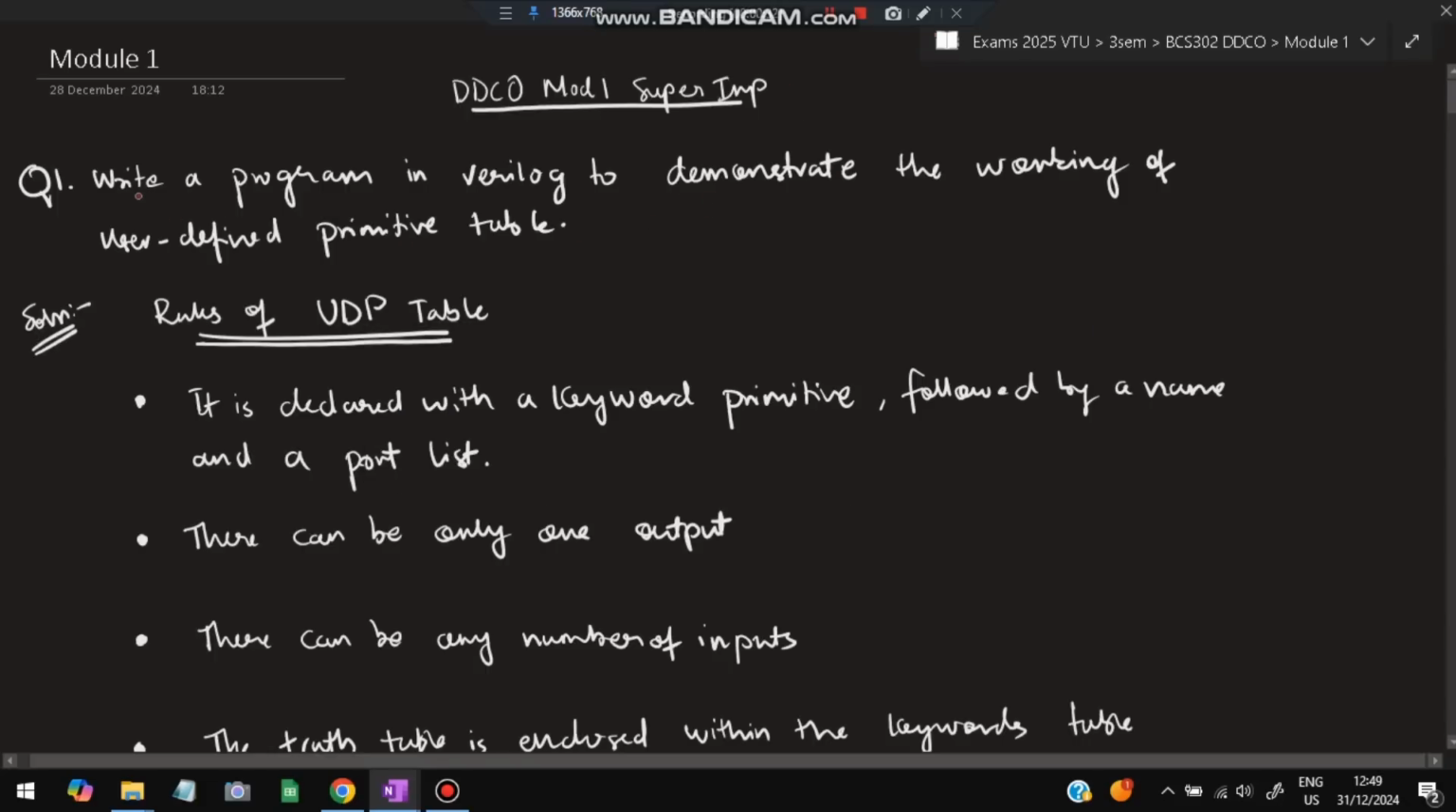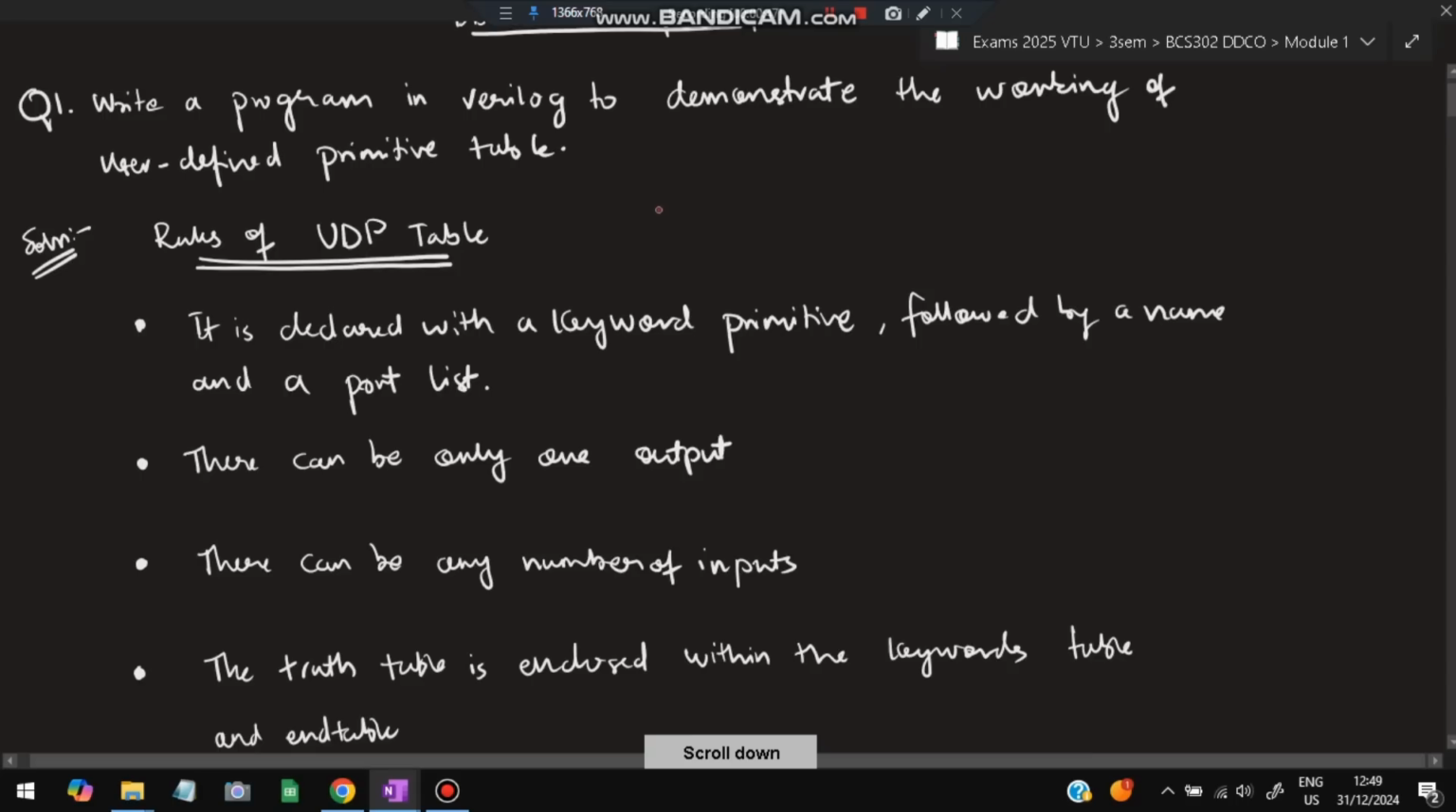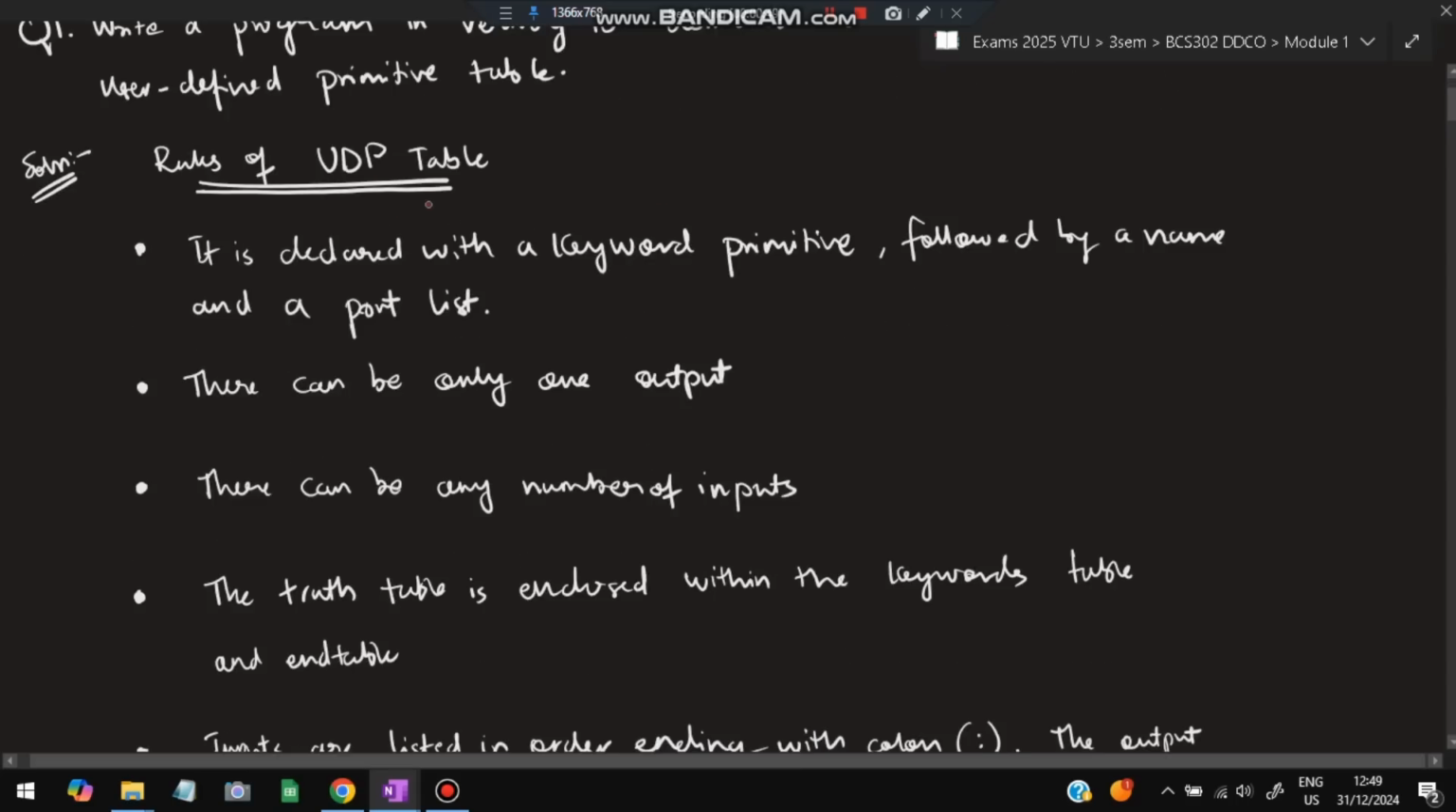The first question is: write a program in Verilog to demonstrate the working of a user-defined primitive table. They can even ask you the question as the rules of the UDP table. So let's understand the rules of the UDP table.